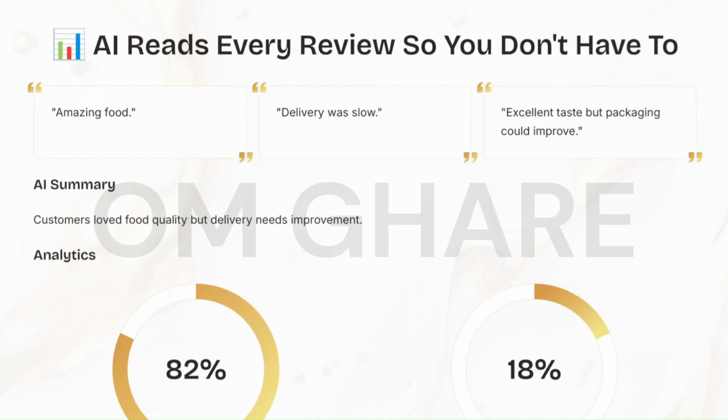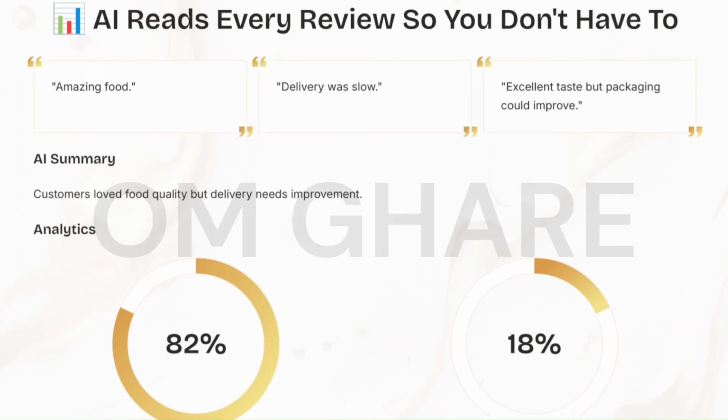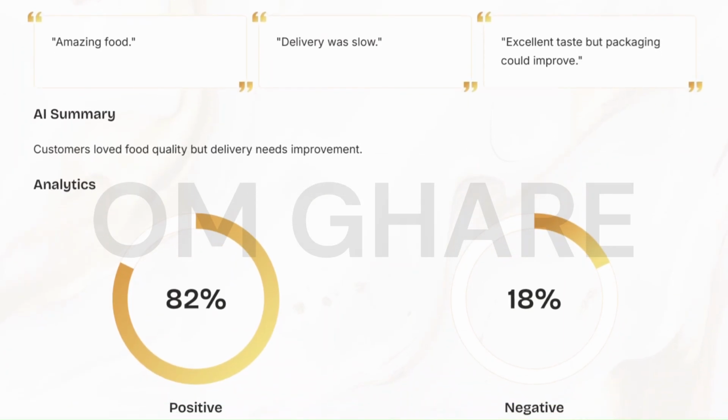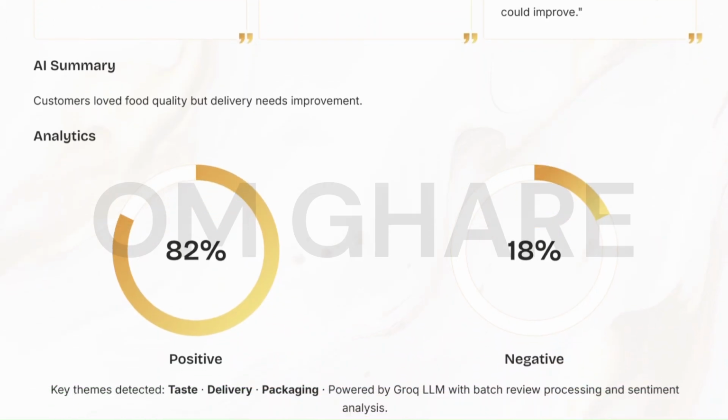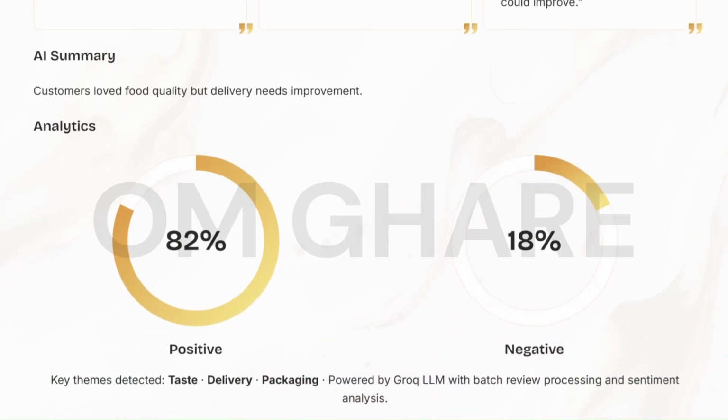The system also performs sentiment analysis by estimating positive and negative feedback percentages. Additionally, it extracts key discussion topics such as taste, delivery, and packaging. This allows the restaurant to understand overall customer satisfaction within seconds instead of reading hundreds or thousands of reviews individually. Ultimately, the feature supports faster business decisions and improves customer service.